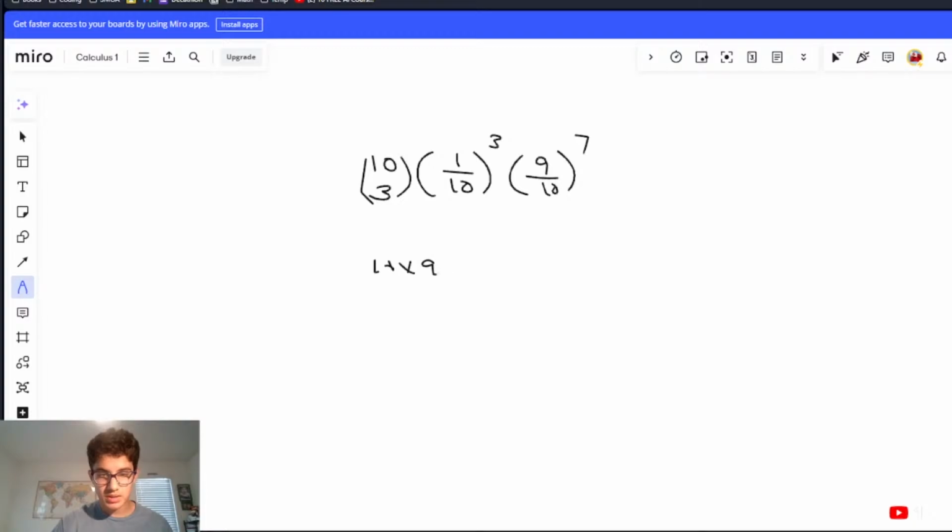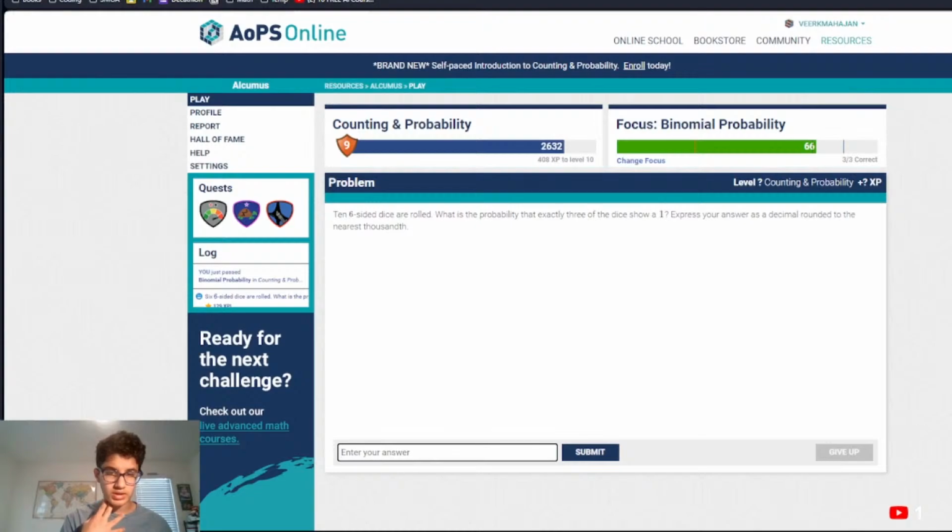10 times 9 times 8 over, well, basically over 6, but I'll write it out like this. That's 120, right? So 120 times 0.001 times 0.9 to the 7th. 0.057. So this got a very low probability. And that makes sense as well, right? It shouldn't be a high chance at all.